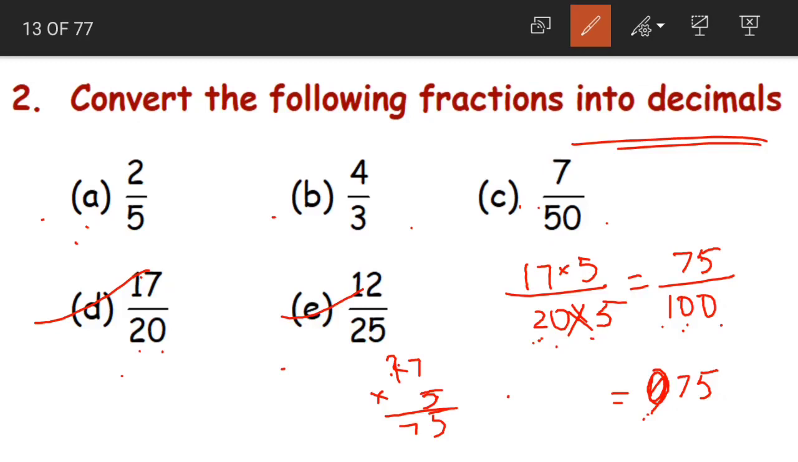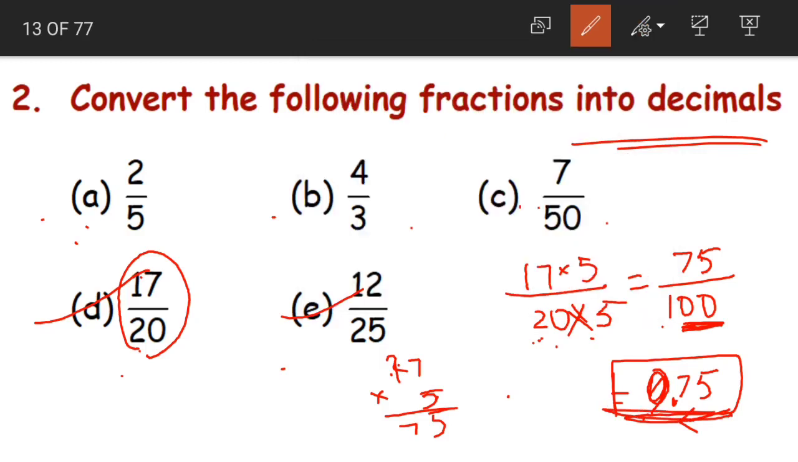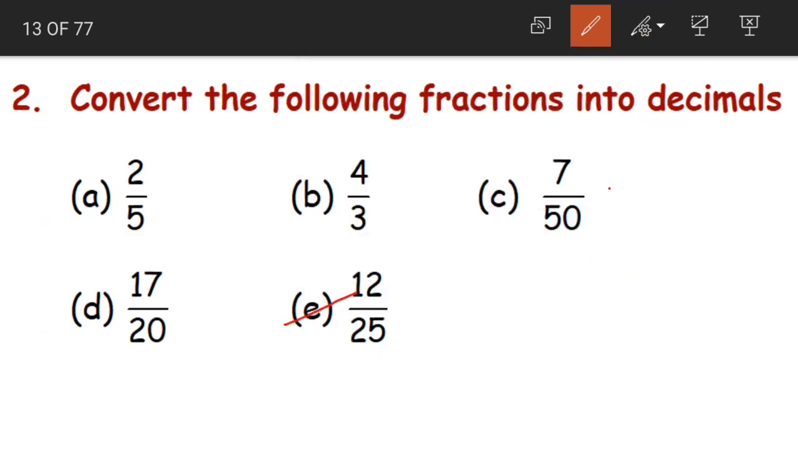Now, where will we keep the decimal point? In the denominator, we are having 2 zeros. So, after 2 digits from the right, we will place our decimal point. 17 by 20 is nothing but our 0.85. Understood, children?